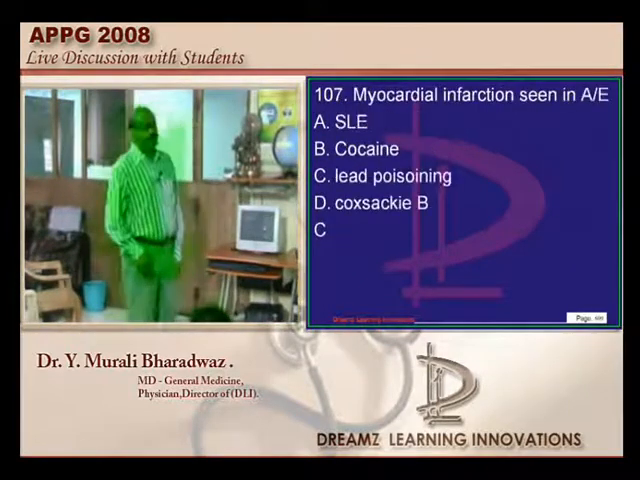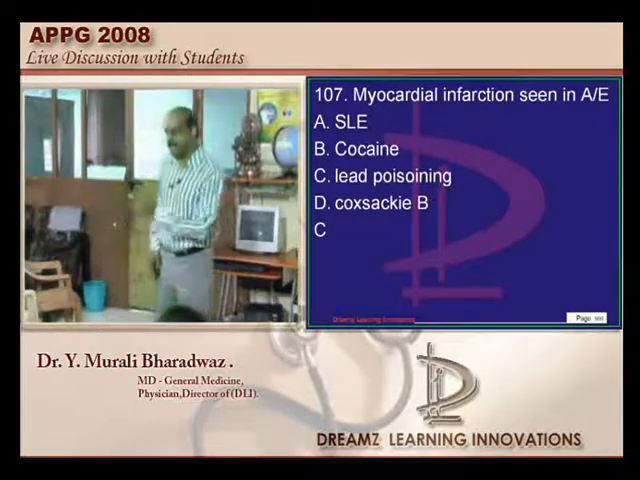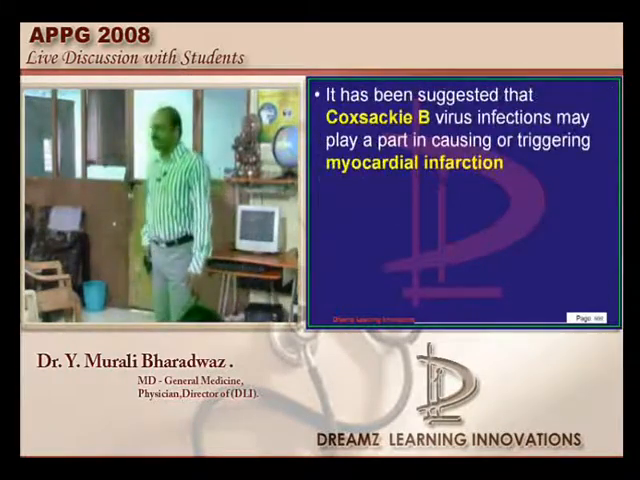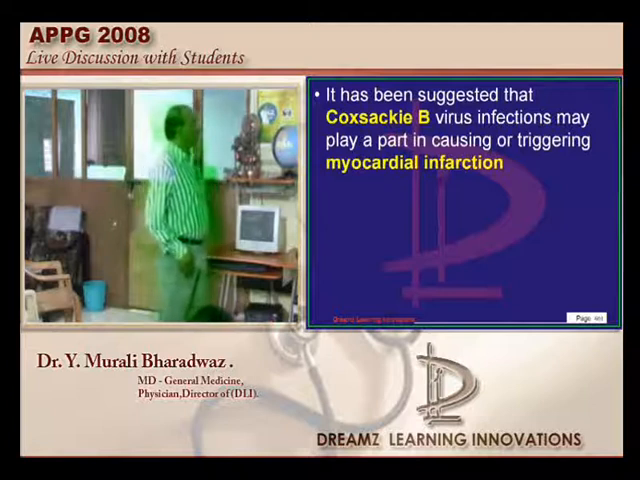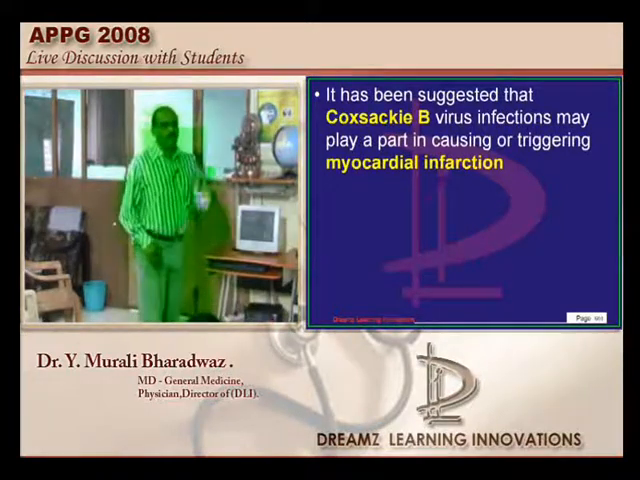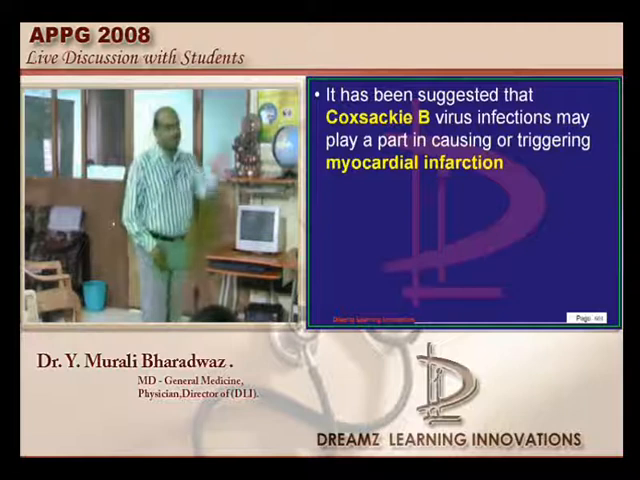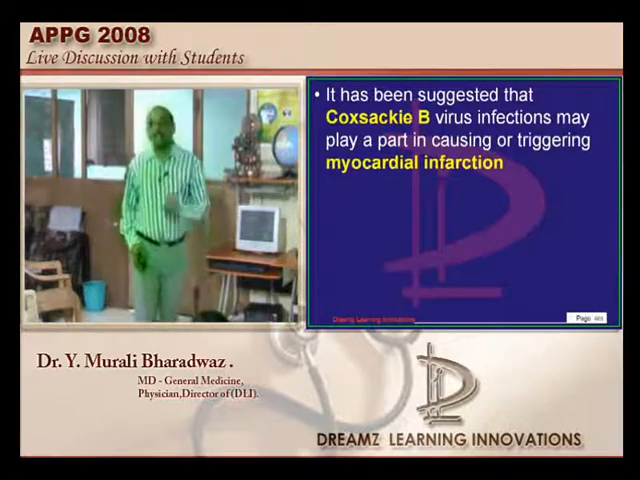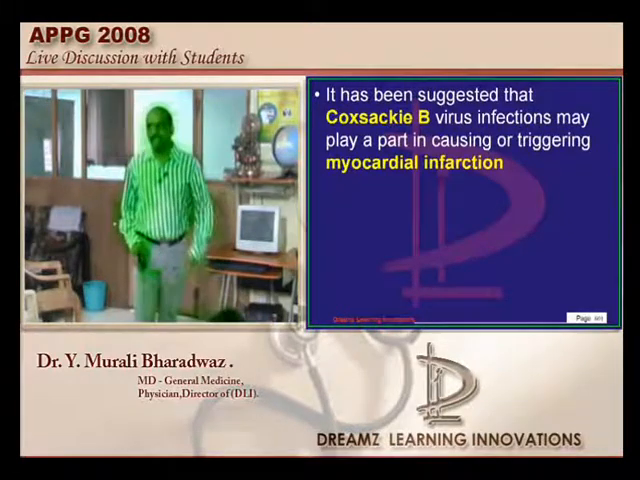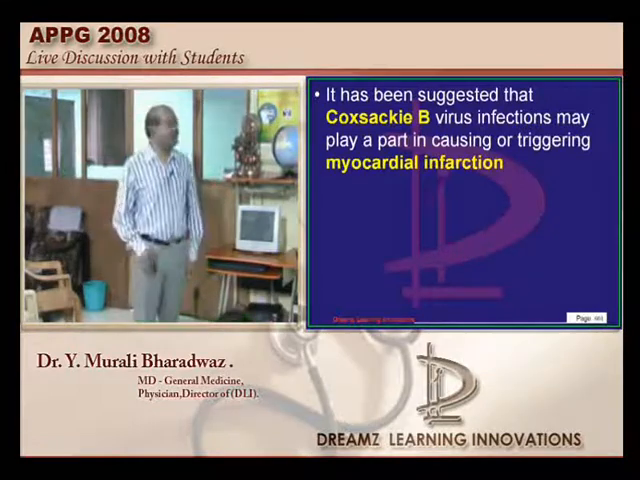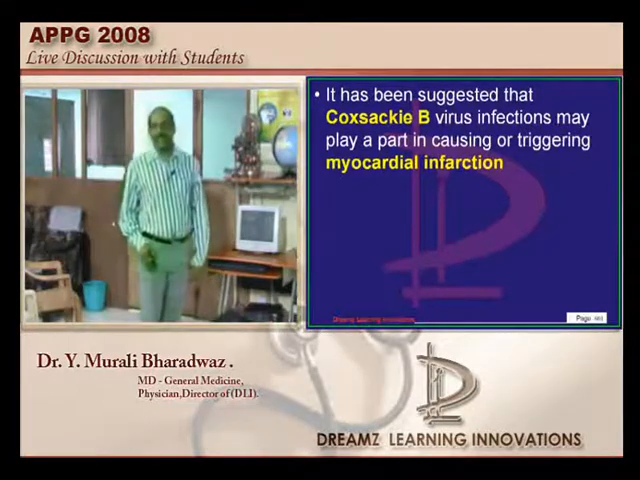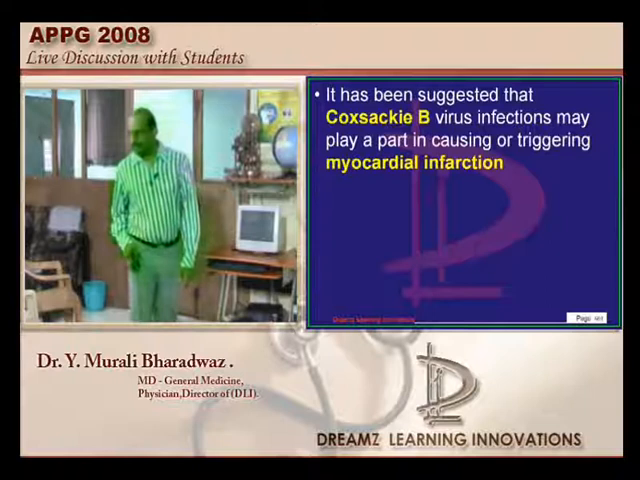Then myocardial infarction, is Coxsackie B involved? Very much. Coxsackie B is known to cause a triggering of the myocardial infarction. Cocaine, because of the vasospasm it can cause. SLE because of the vasculitis and that prothrombotic state can predispose, but no reason for believing lead poisoning. Lead was there in the options?